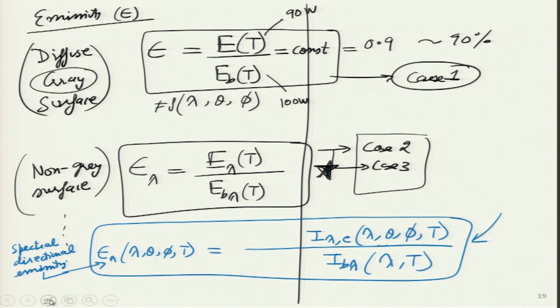And over here, if somebody asks me what is this denominator, it looks kind of familiar. Can the students tell what is this denominator? Simple number. What was the relationship of I with capital E? Just divided by pi, if it is the diffuse case. And how do I know it is the diffuse case? Because for the black body I have written the subscript B. So, this is equal to simply E b lambda divided by pi, that is it.